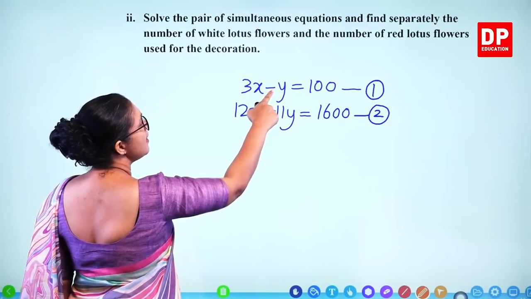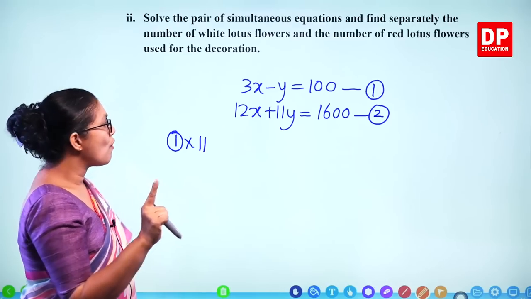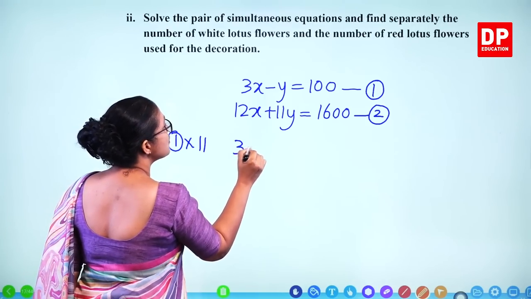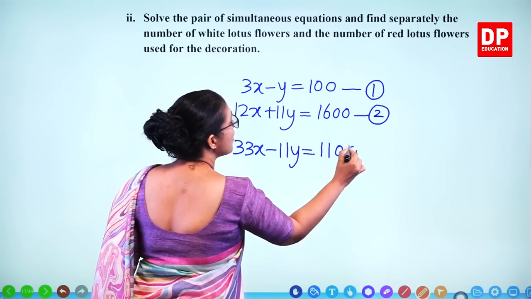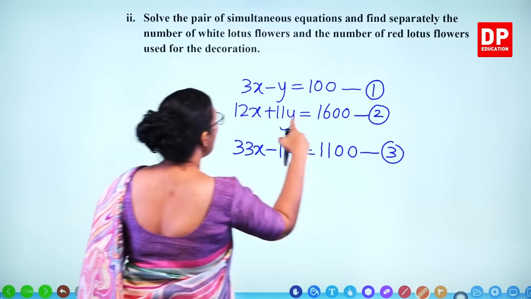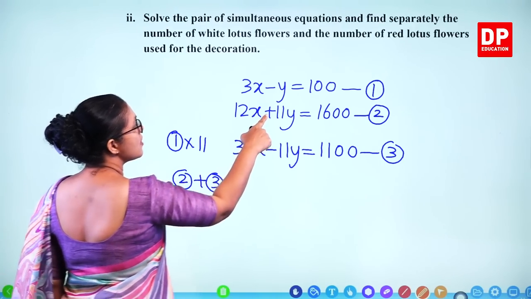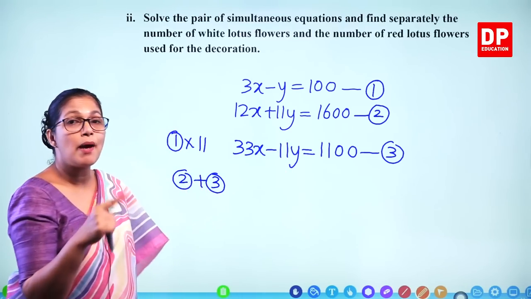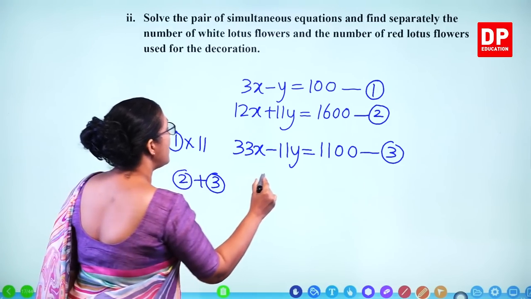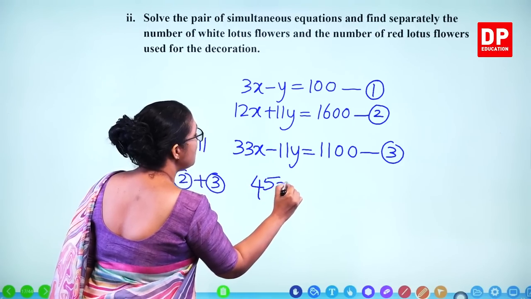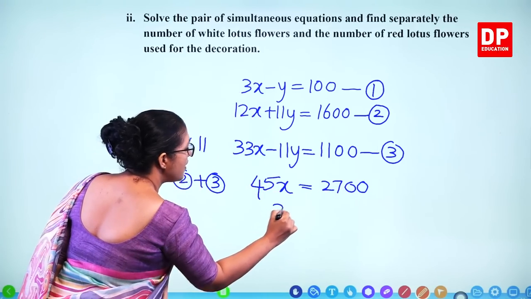I can multiply the first equation by 11. I want to make the coefficient of y equal. 11 times 3, 33x, minus 11y, equals 1100. And now we can add 2 and 3. Because this is plus 11y, the other one is minus. Plus and minus get cancelled out when you add the 2 equations. Add it, you get 45x is equal to 2700. So what's x?